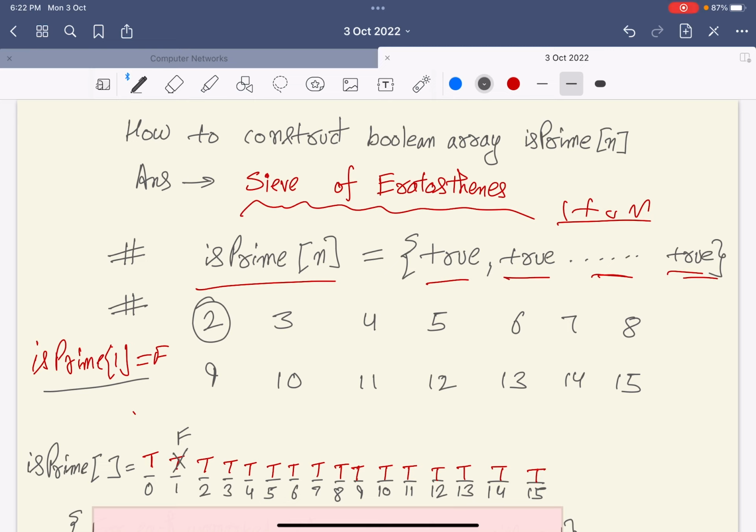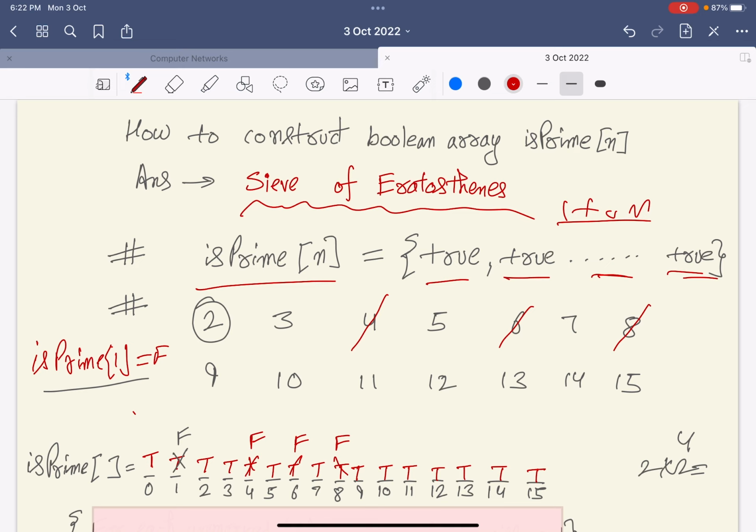Now from 2, I'll check the square of 2. Square of 2 is 4, so 2 times 2 is 4. I mark this number as false, so the index of 4 will become false. Then I go further, adding 2 again: 4 plus 2 is 6, so I mark that number as false too. Then I add 2 again, go to 8, and mark that also false.